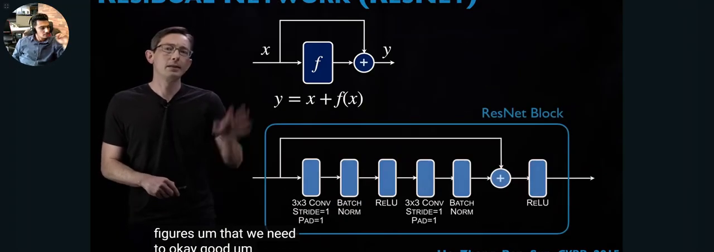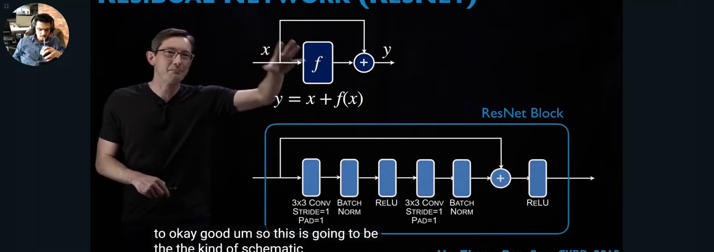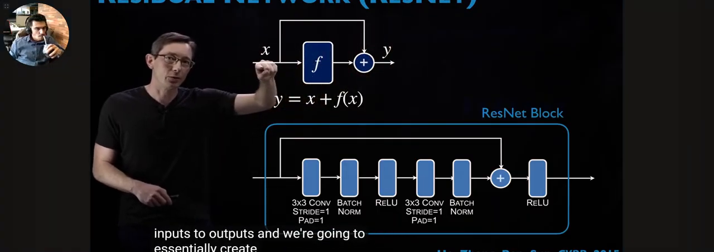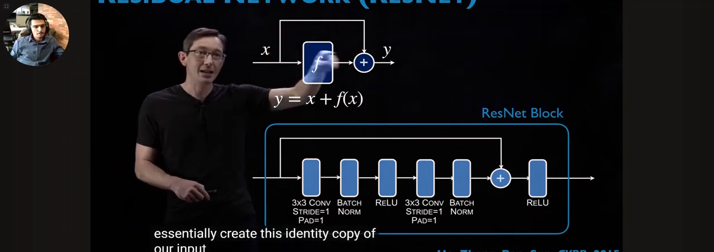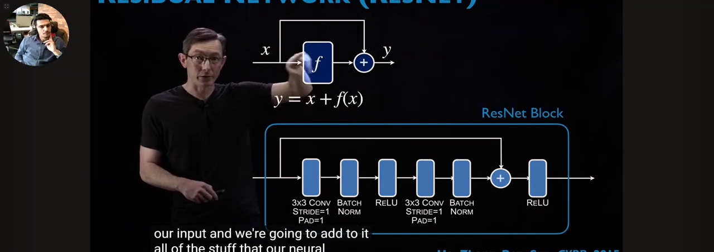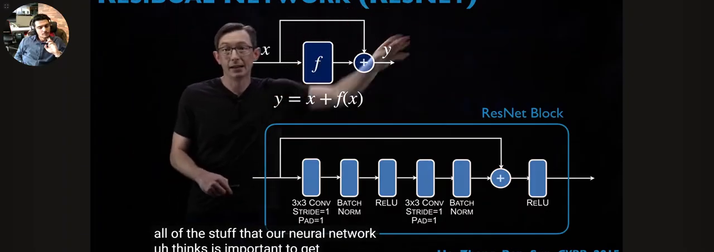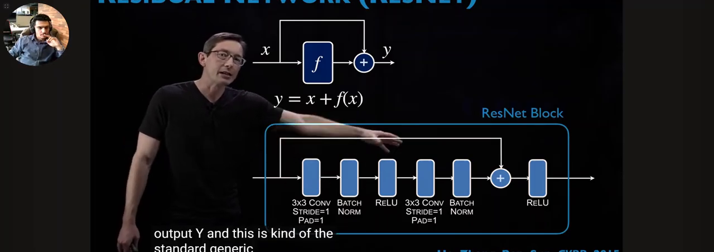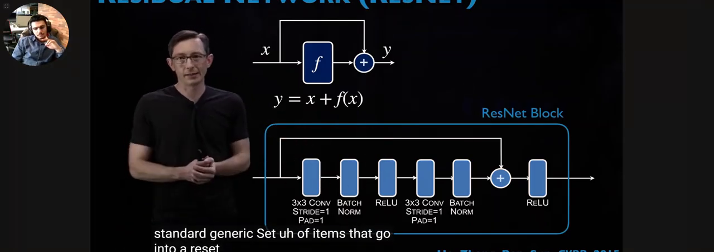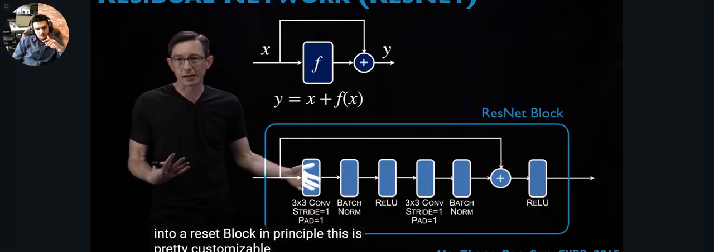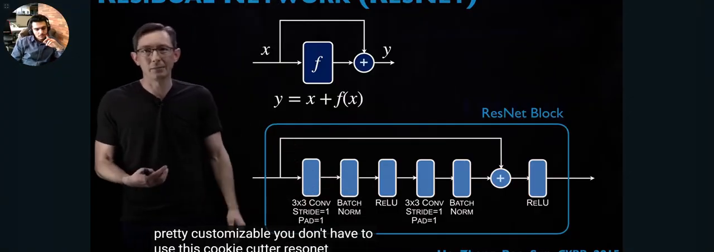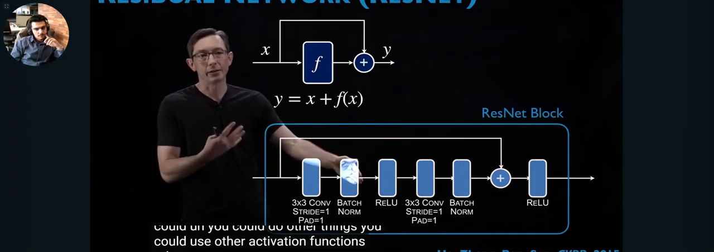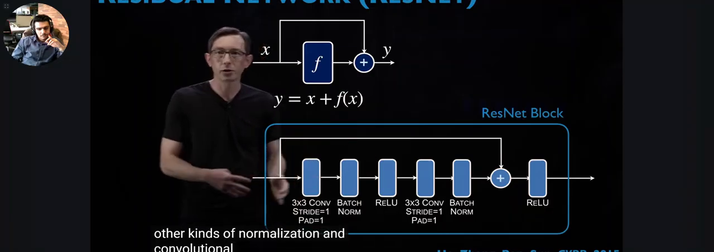Okay, good. So this is going to be the schematic of what we're trying to do. We're trying to go from inputs to outputs, and we're going to create this identity copy of our input, and we're going to add to it all of the stuff that our neural network thinks is important to get to this output y. And this is the standard generic set of items that go into a ResNet block. In principle, this is pretty customizable. You don't have to use this cookie cutter ResNet block. You could do other things. You could use other activation functions, other kinds of normalization and convolutional networks.